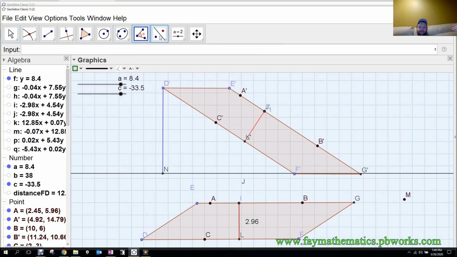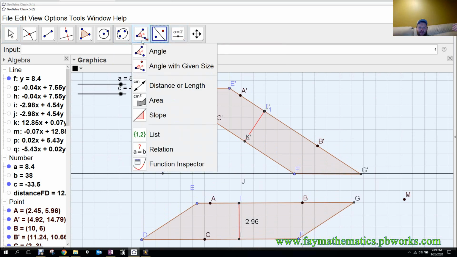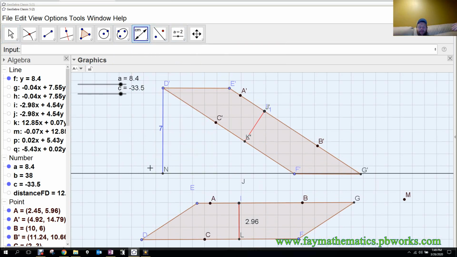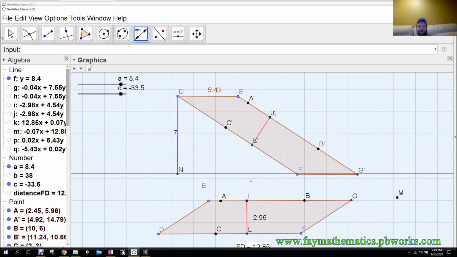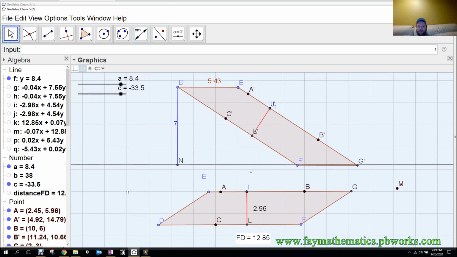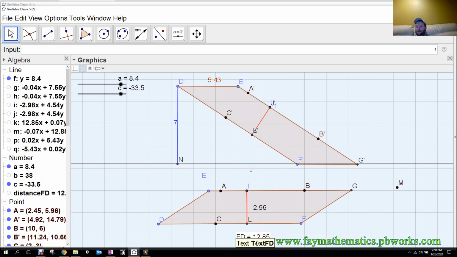So let me show that distance. So that distance would be that number there, so 7. And then D prime to E prime would be my base, or F prime to G prime would be my base. They're the same. So let's put that as 5.43. Now, what I want you guys to understand is that neither of those numbers are the numbers that were down here. The bases and altitude down here where 12.85 was the base, the altitude is 2.96. The shape rotated. Now I've got this altitude of 7 and this base of 5.43.